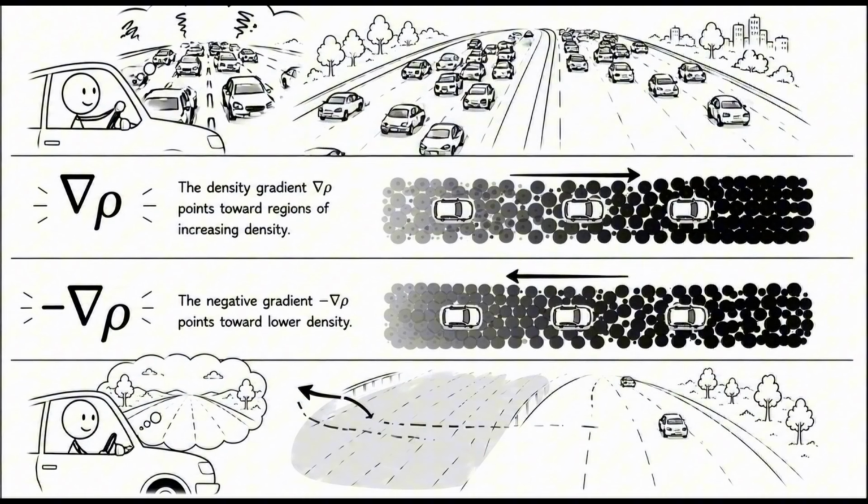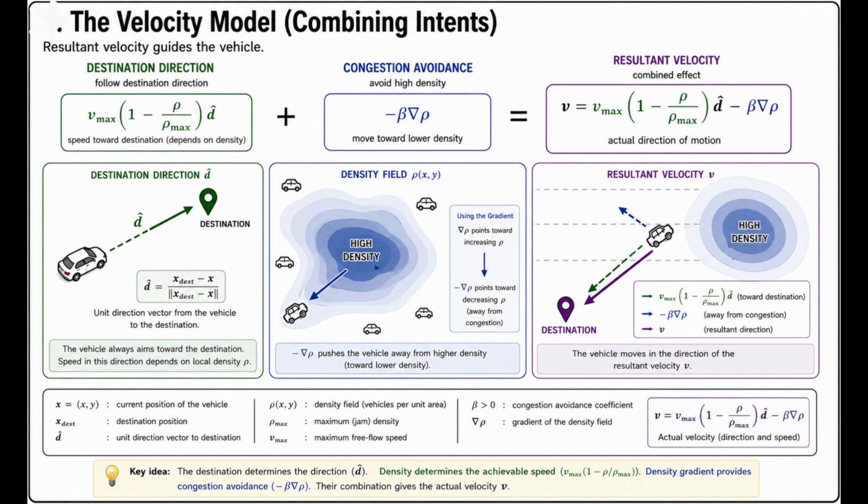Combining destination seeking and congestion avoidance gives V equals V max times 1 minus rho over rho max times d hat minus beta times del rho. The first term moves vehicles toward their destination. The second term pushes them away from crowded regions. Beta controls how strongly drivers avoid congestion.